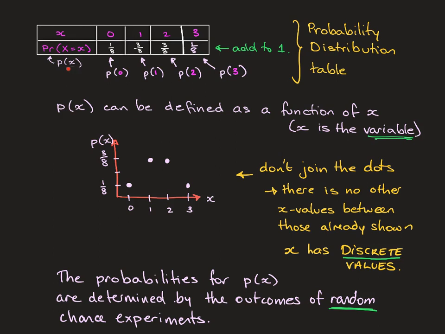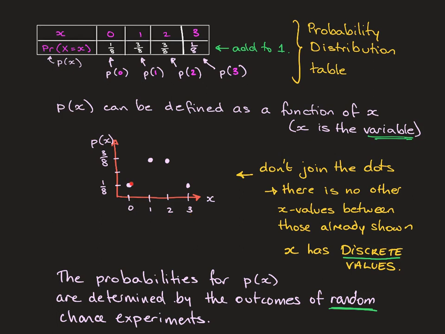So this table that we had is what we call a probability distribution table. And we can take these p of x values that we've got here and define p of x to be a function of x, so that x is the variable. And we can plot that function with p of x as our y value and x along here. So p of 0 was 1/8, p of 1 was 3/8, p of 2 was 3/8, and p of 3 was 1/8. Now, we don't join the dots here because there is no x value between 1 and 0. There's no x as a half, there's no x as 3/4. So the x values that are there are the only x values that it can take.